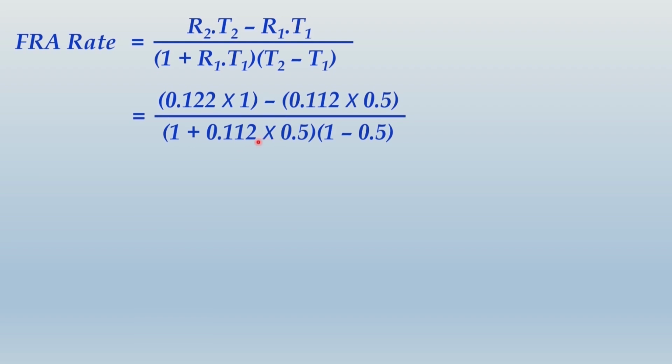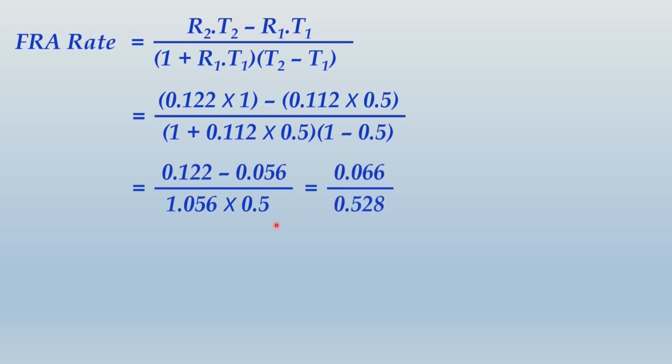In the denominator this part will still be 0.056, and adding 1 to that it will be 1.056, and this part will be 1 minus 0.5, that will be 0.5. So when you apply the calculations, it is 0.122 minus 0.056 divided by 1.056 into 0.5, and when you make these calculations what you get is 0.066 divided by 0.528, and when you make that calculation finally what you get is 0.125 or 12.5% per annum. This is the FRA rate.